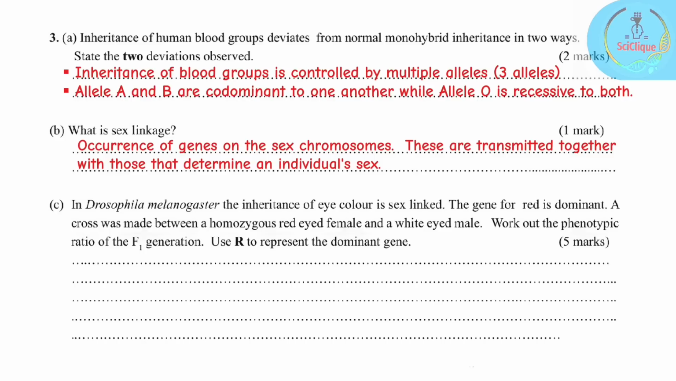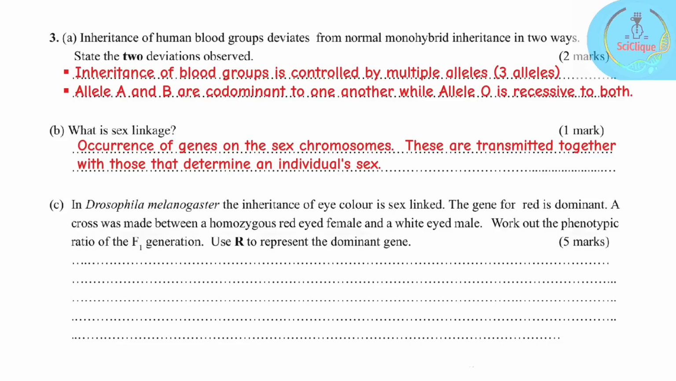The gene for red is dominant. Okay, so if the gene for red eye color is dominant, that means that of white color is going to be recessive. A cross was made between a homozygous red-eyed female and a white-eyed male. Work out the phenotypic ratio of the F1 generation. Use capital R to represent the dominant gene.